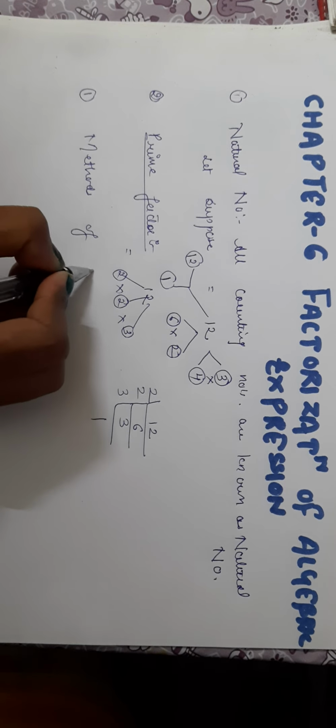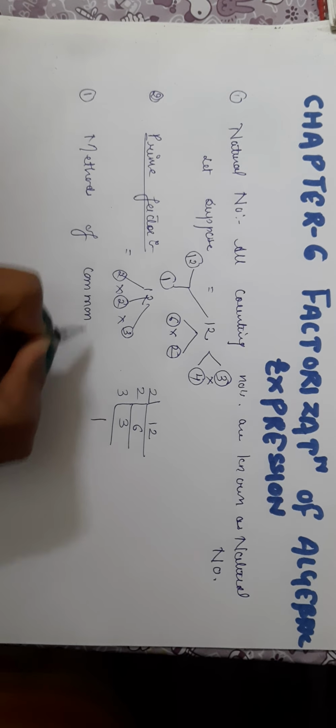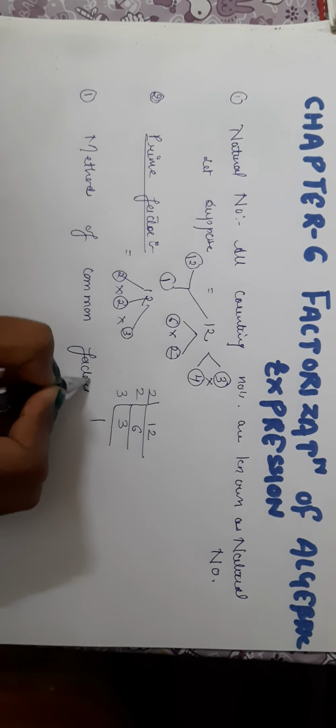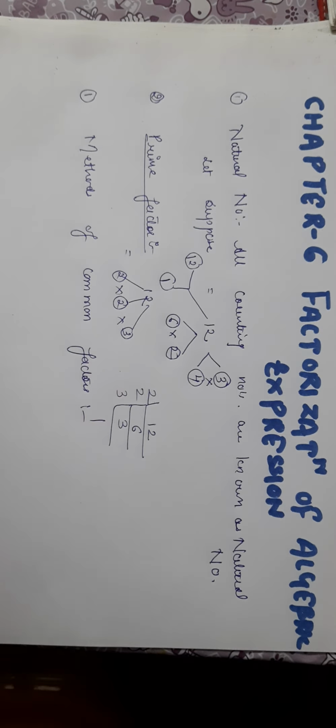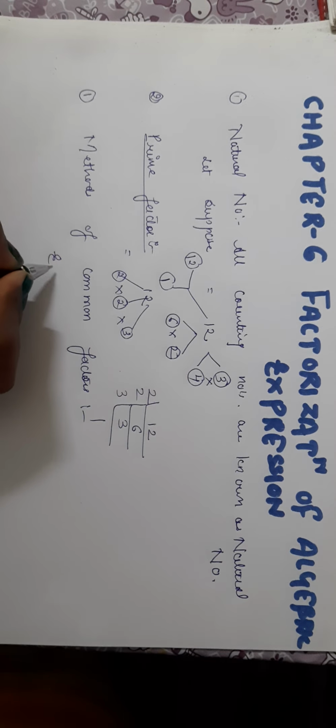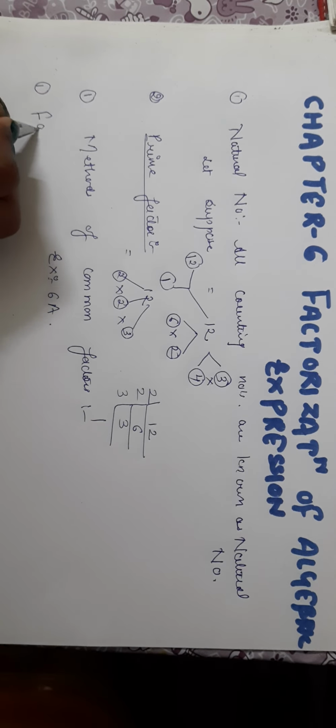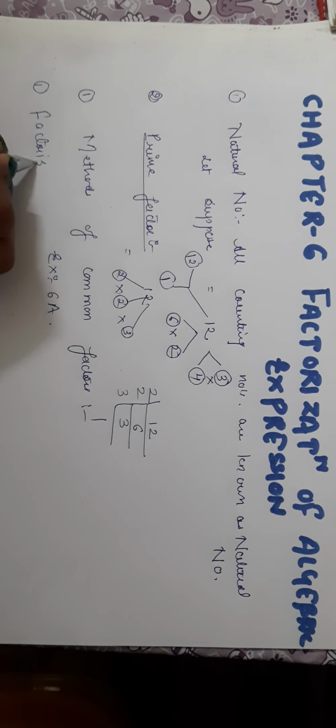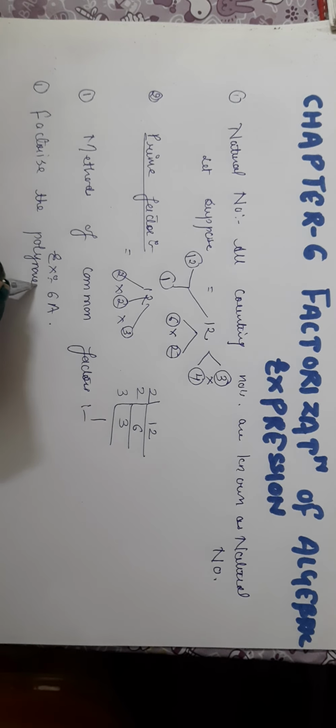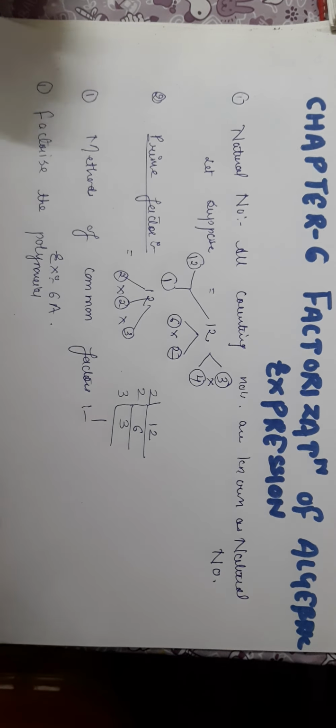The first method we are going to use is the method of taking out common factors. Like in HCF, you take out the common factor and then you write out the answer. So the first question in exercise 6a is: factorize the following polynomial.